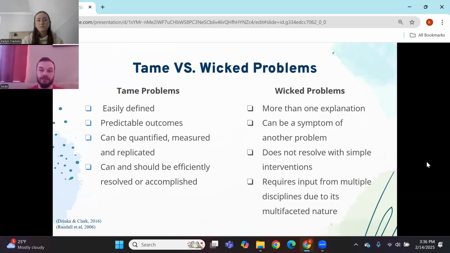So these problems lie on a continuum. Not all problems are necessarily tame or wicked. And that's why it's necessary for practitioners to learn and accurately assess what the problems are and how to appropriately resolve them.